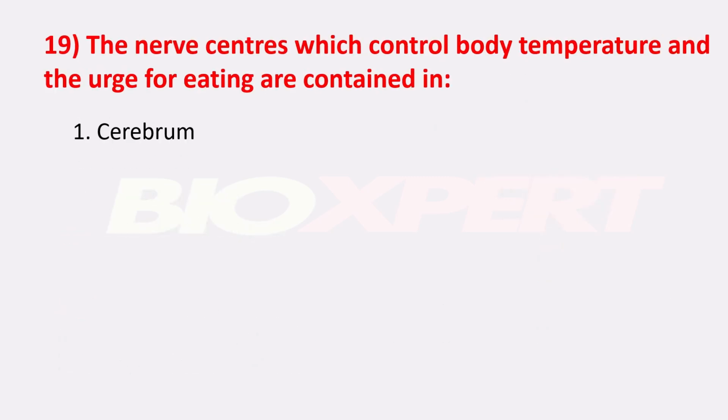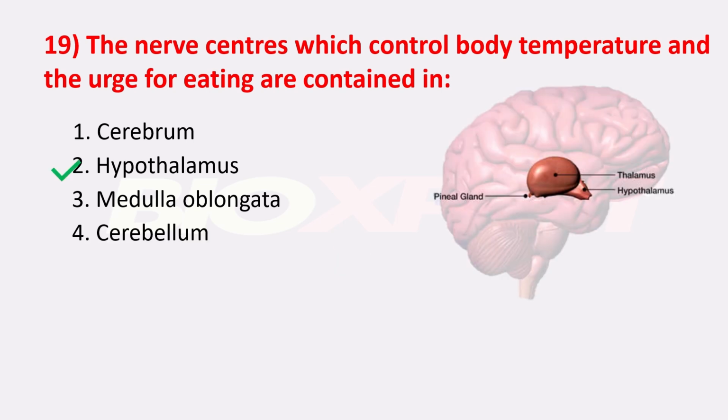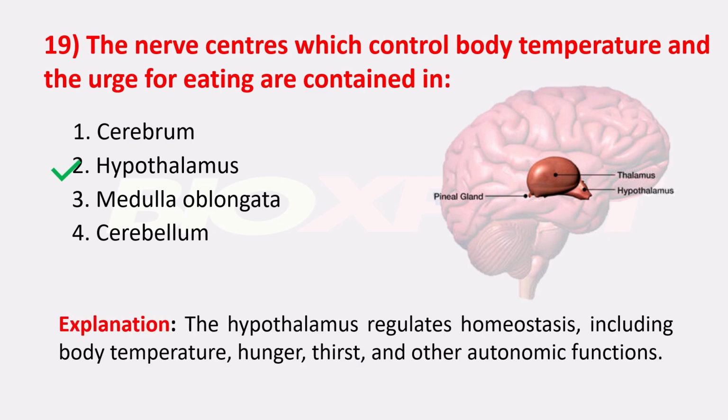The nerve centers which control body temperature and the urge for eating are contained in hypothalamus. The hypothalamus regulates homeostasis, including body temperature, hunger, thirst, and other autonomic functions.